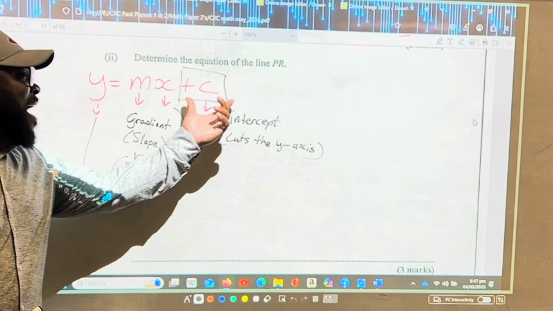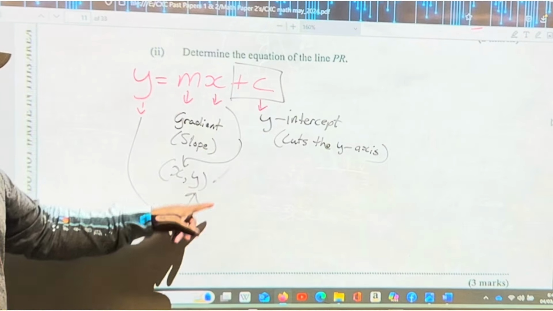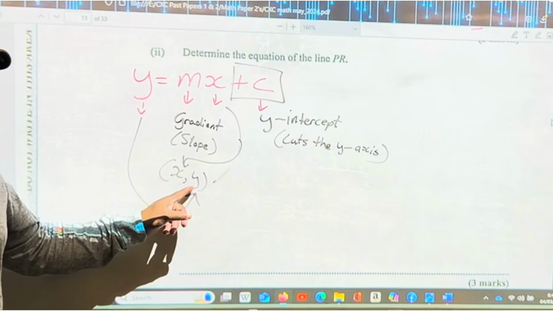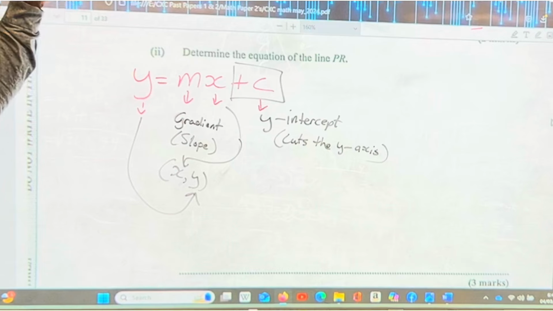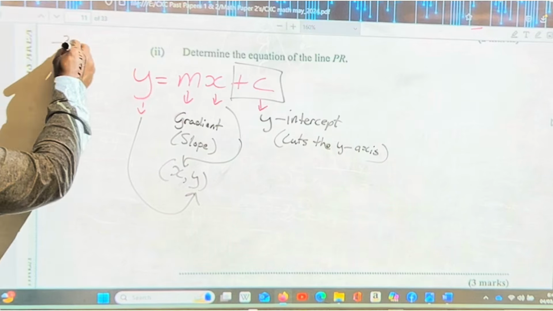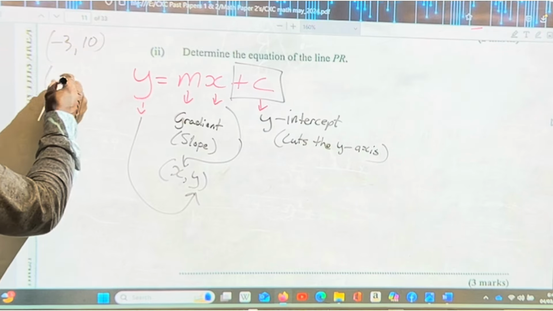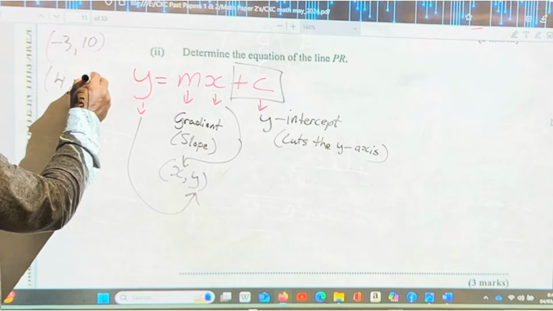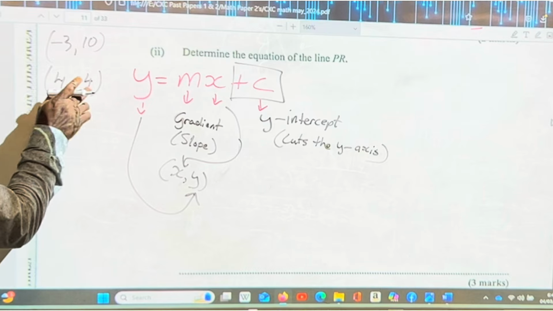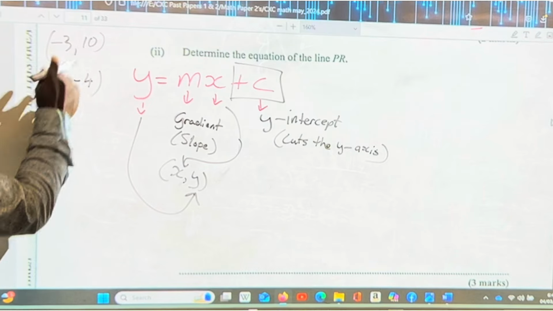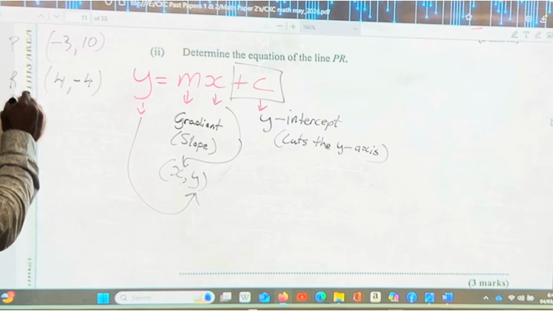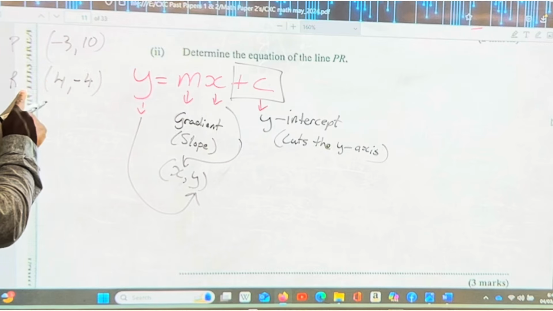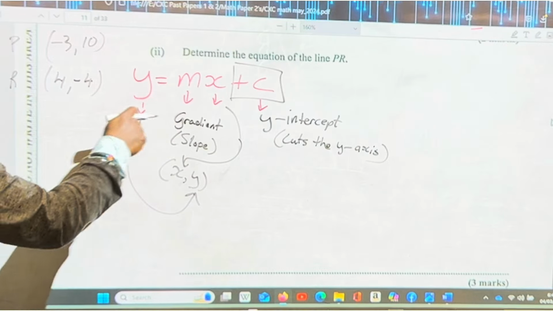Alright, so y-intercept, this is the x coordinate, this is what? The y coordinate. So those coordinates that were given before: -3, 10, or 4, -4. Good. If you use this point, which we call again by its name, this was P, this was Q, this is R. If you use R, based on this formula, what will go here?